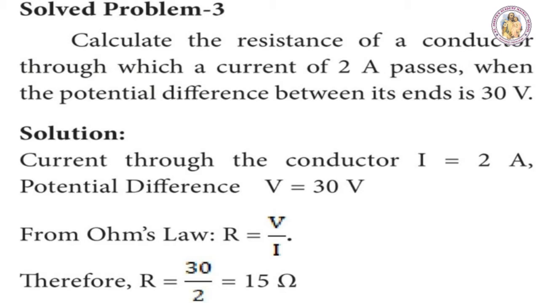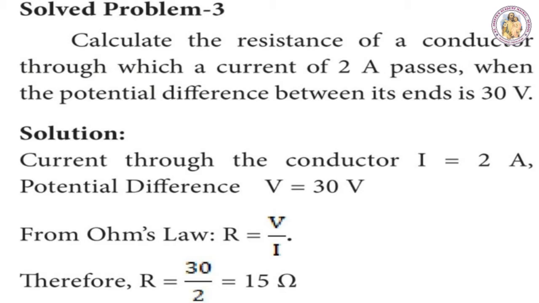So what do you want to calculate? Resistance. The current through the conductor I is equal to what? 2 ampere. And the potential difference is 30 volt. You know that current is denoted as I, its unit is A, and potential difference is denoted as V, its unit is what? Volt. So we know the potential difference and current. What do you want to find? Resistance. From Ohm's law, what is the formula? V is equal to IR.